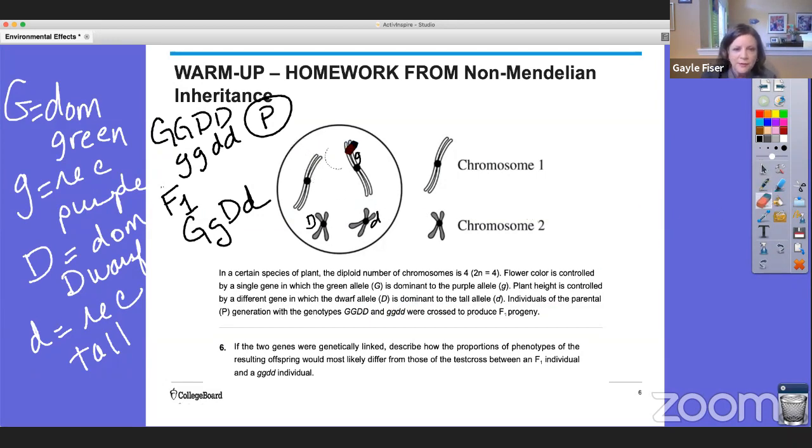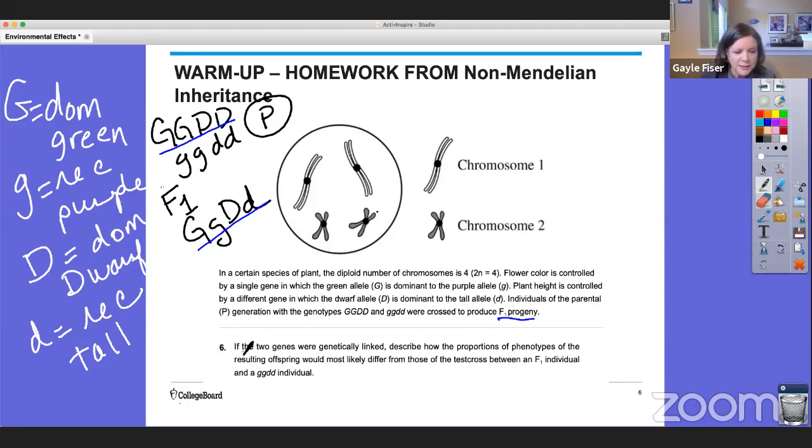I'm going to go ahead and get those back off of there so that doesn't confuse you in any way. Okay, so we have our parental groups: big G, big G, big D, big D, and little g, little g, little d, little d. Their offspring would be this dihybrid, big G, little g, big D, little d. So that was our cross here.